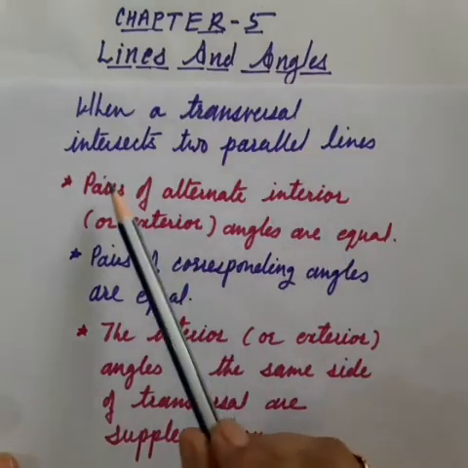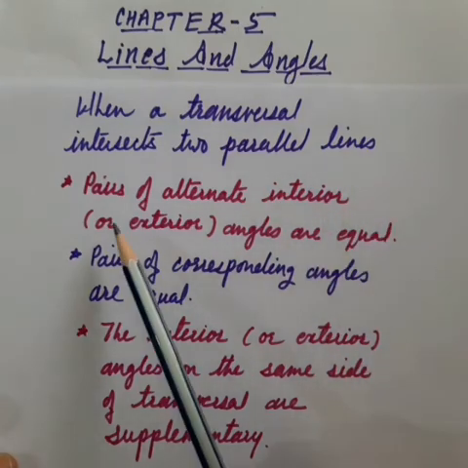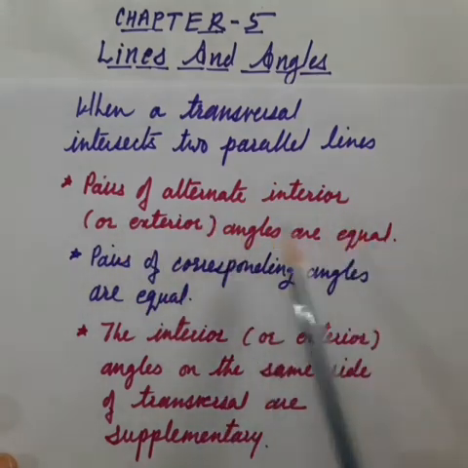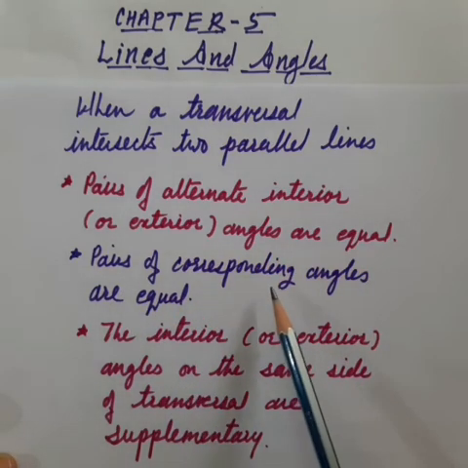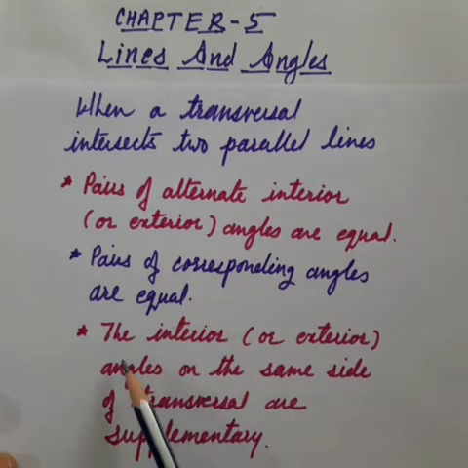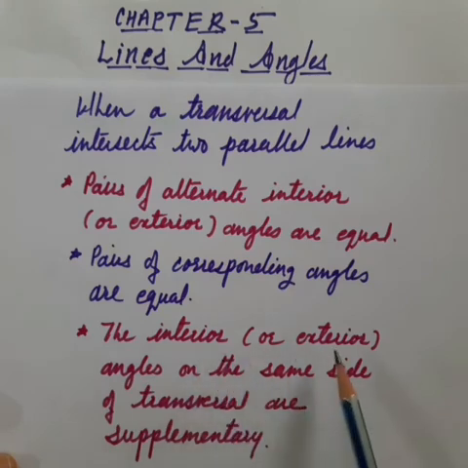When a transversal intersects two parallel lines, pairs of alternate interior or exterior angles are equal. Pairs of corresponding angles are equal, and the interior or exterior angles on the same side of the transversal are supplementary. Supplementary means the sum of interior or exterior angles on the same side of the transversal is 180 degrees.